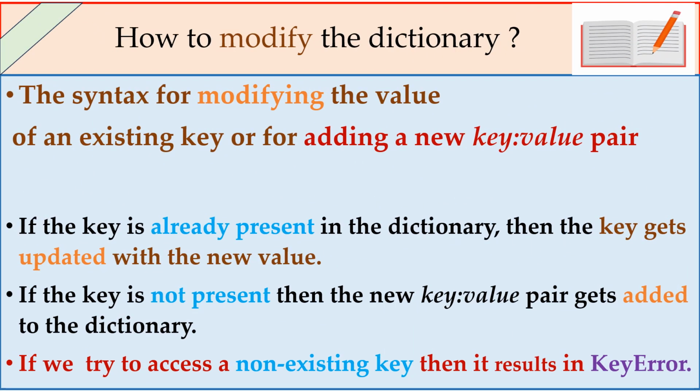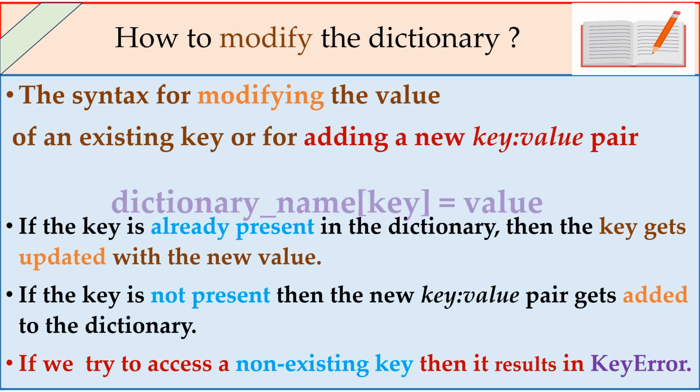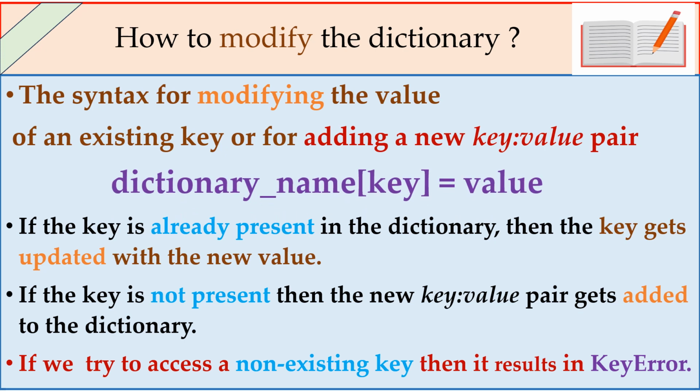Just learn how to modify the dictionary. There is a syntax for modifying the value of an existing key or for adding a new key value pair: the dictionary name, within the square brackets we give the key, that is equal to the value to be assigned. So this specific syntax is both for modifying the value of an existing key or for adding a new key value pair.